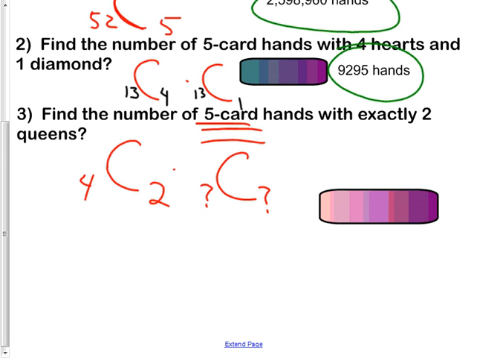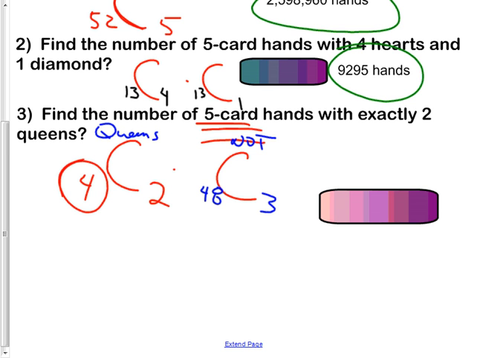There's 52 cards in the deck, and we're going to subtract off the 4 queens, and that leaves us all the things that are not queens. You could even label it queens and not queens. There's 4 queens, and I'm going to choose 2. And as far as the not, there's all the other cards that are not queens, and I'm going to choose how many of those? 3.